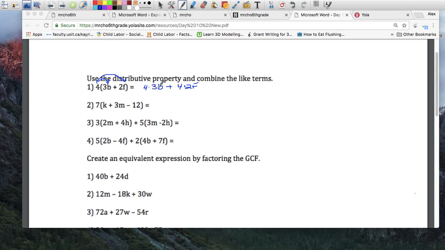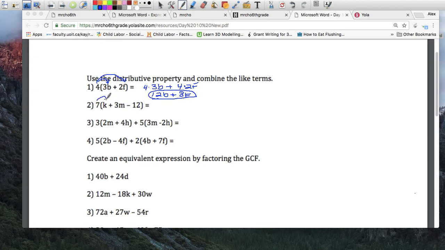And if 4 people order 3 burgers each, that's the same thing as saying 12b. And if 4 people order 2 french fries each, it'd be 4 times 2, or 8f. And that's our final answer, because I can't combine this any further. So that just means 12 burgers and 8 french fries. They're not like terms, so they stay like that.